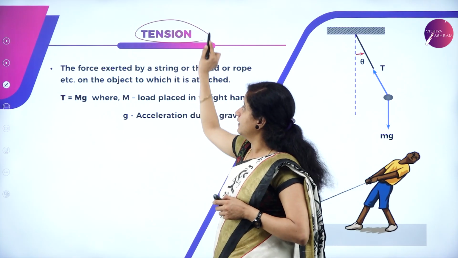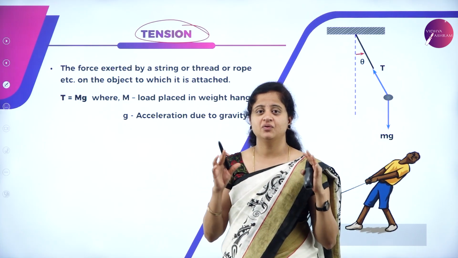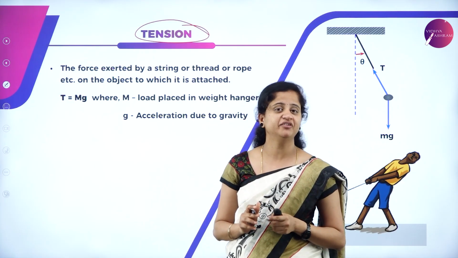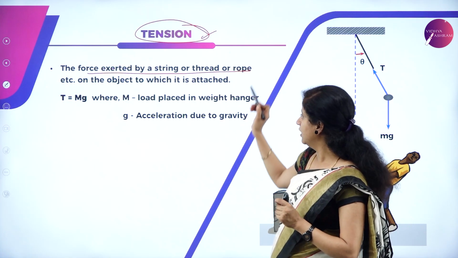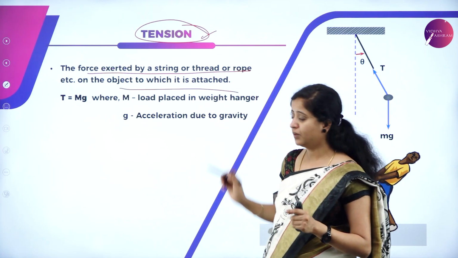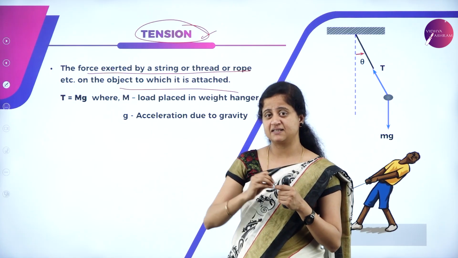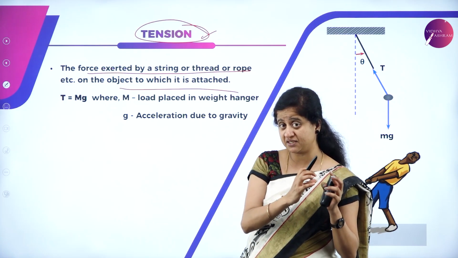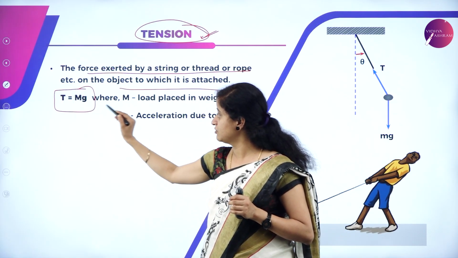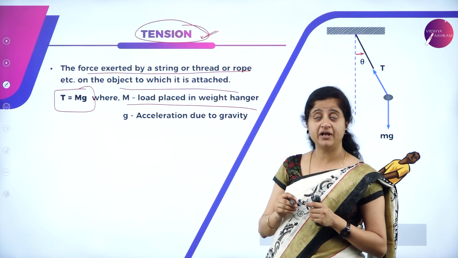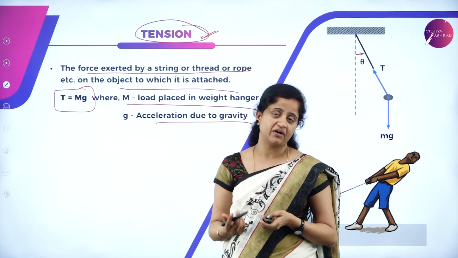Next we have tension. In physics, the terms stress, strain, tension and pressure are always common. We will use all these terms so often, and we have to know the meaning of tension. It is the force exerted by a string, thread or rope on an object to which it is attached. If an object is attached to a rope, string or thread, there is a force exerted by it on the connected object. We call it tension, and it can be written mathematically as T is equal to M into G, where M is the load placed in the weight hanger and G is acceleration due to gravity. So the tension on any object depends on its mass and the value of acceleration due to gravity.